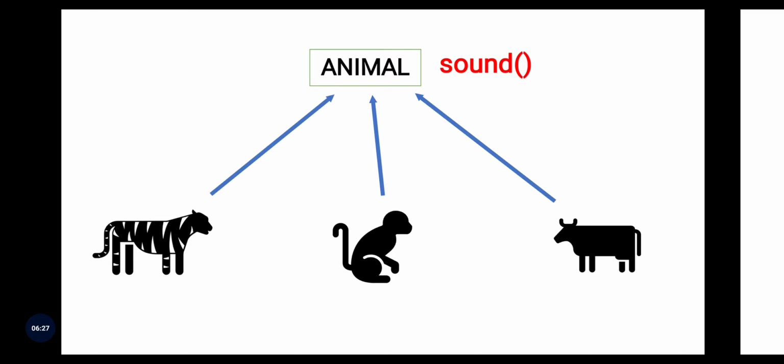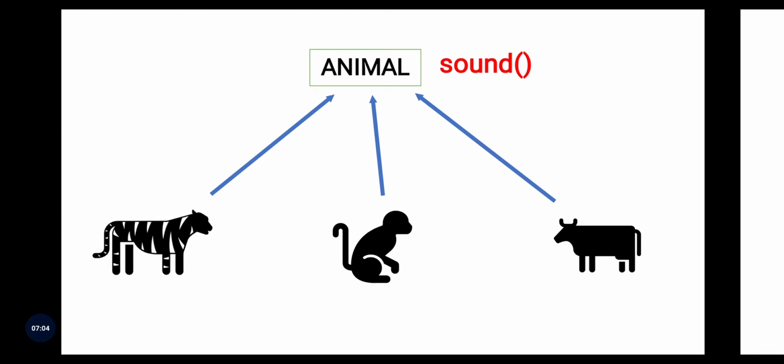Now consider that we have a sound function which is common to all the three, and the fact that these are common to all the three, I have put them into an animal class. Now what's the problem? If I have the sound function in the animal class, I'll be writing some code for it. So what code are we going to write? What is the common sound that all the animals make? Well, there are no common sounds, because a tiger has its own sound, a monkey has its own sound, and a cow has its own sound.